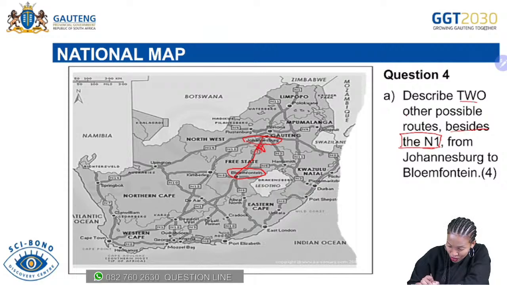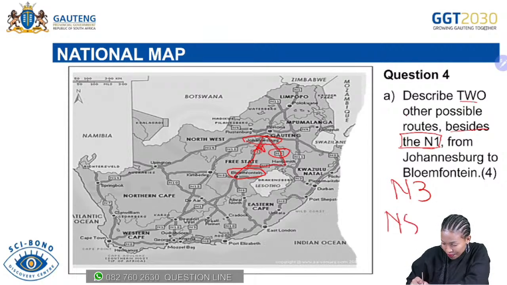So we can't use this road. So how else can we get there? We can also use this road. And then from here, we can go there. And then it will take us to Bloemfontein. So what is this road that we use here? It is the N3. After the N3, guys, at Harrismith, then we can turn to N5.